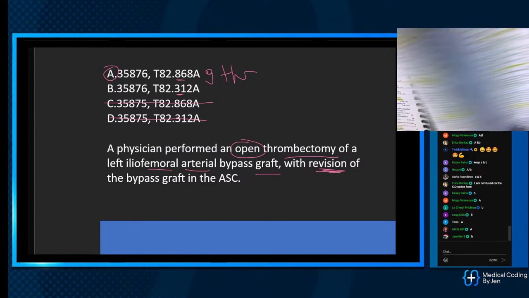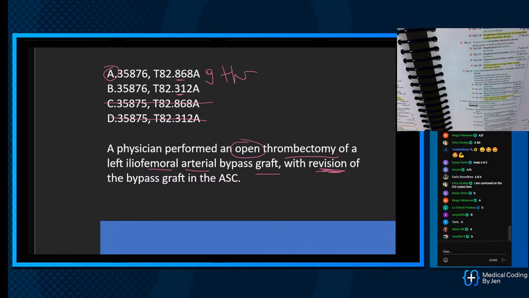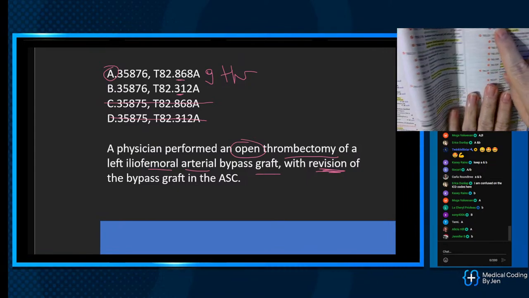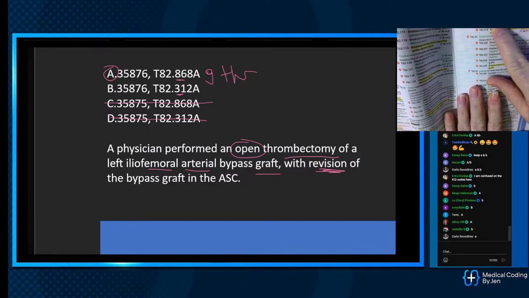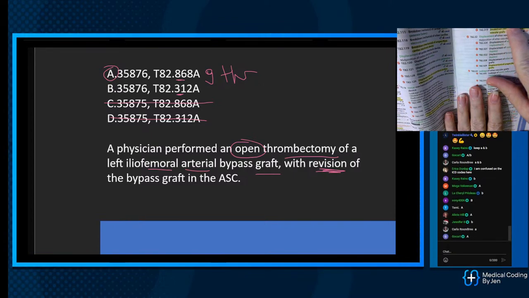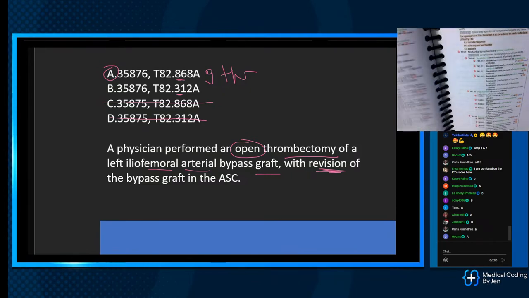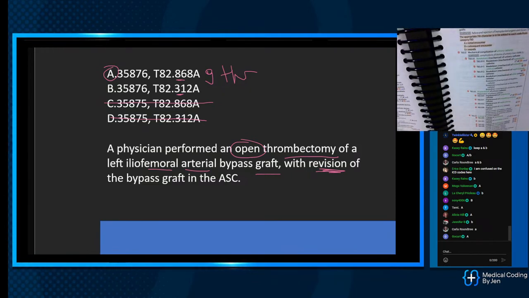B, 3.12 says breakdown of mechanical femoral arterial graft bypass, when our 8.68 says thrombosis due to vascular implants and grafts. So that matches more than the 3.12. It even has the thrombosis in it. Does that make sense? Because I know quite a few of you picked B. It's going to be A.